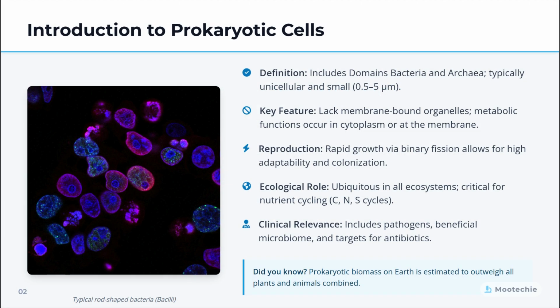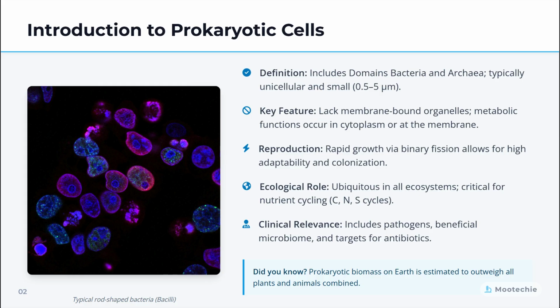Definition: includes domains bacteria and archaea, typically unicellular and small, ranging from 0.5 to 5 micrometers. This means they are microscopic life forms found in two of the three major domains of life. Key feature: they lack membrane-bound organelles. Their metabolic functions occur in the cytoplasm or at the membrane. Unlike our cells, their internal processes aren't compartmentalized within separate membrane-bound structures.